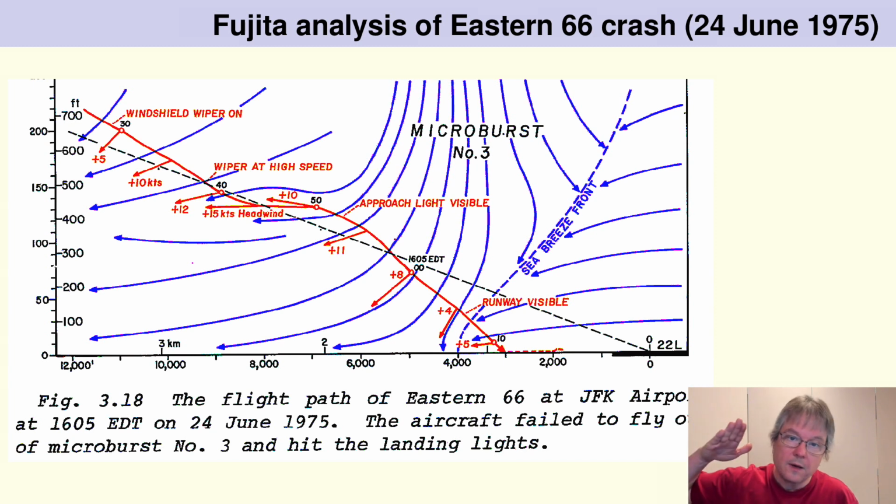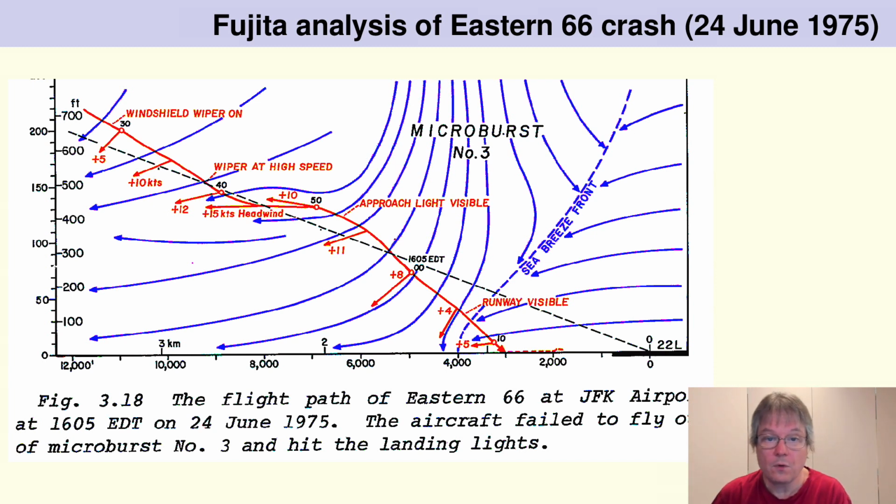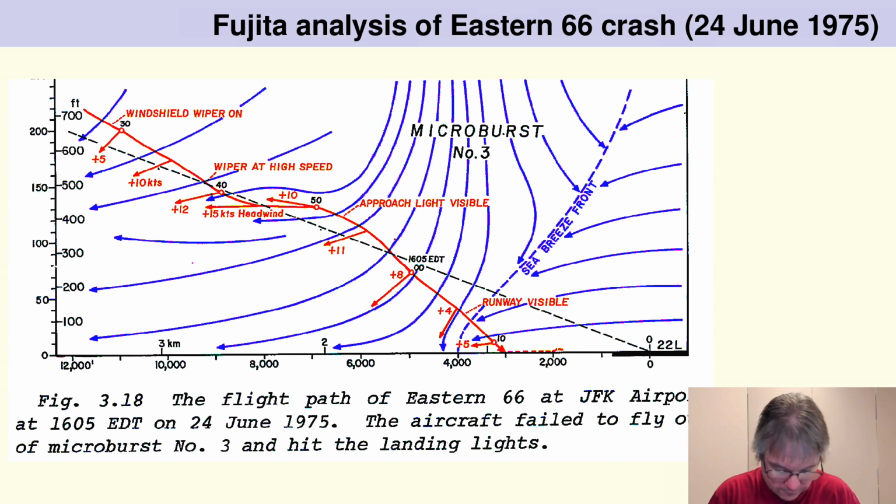A tailwind, because of the way that planes stay in the air, they have to go into a headwind to get lift. Well, if you have a tailwind, you lose lift and you crash. It's like flying a kite. You're flying a kite, and the wind shifts and comes at you. The kite goes blah, blah, blah. It's not gonna stay aloft.